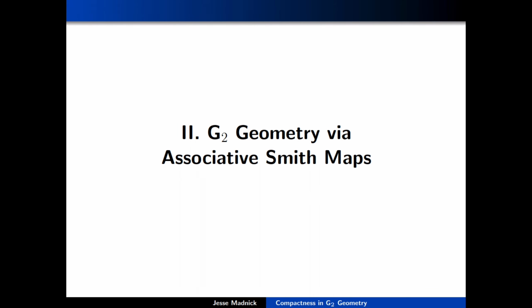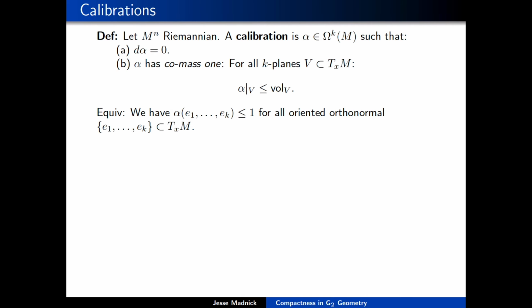In the second part of this talk, we will review the basics of calibrations and G2 geometry, moving towards the definition of associative threefold and associative Smith maps. At the end of this section, we will explain the analogy between symplectic geometry on the one hand and G2 geometry on the other. So let's begin with the definition of a calibration.